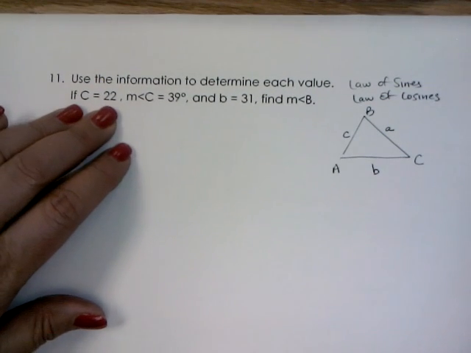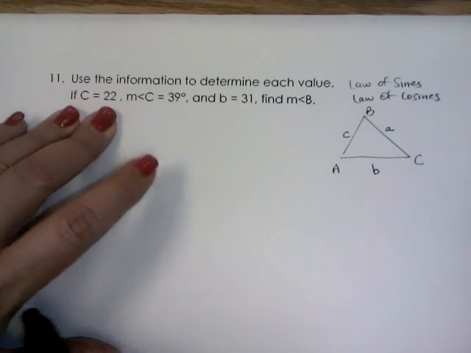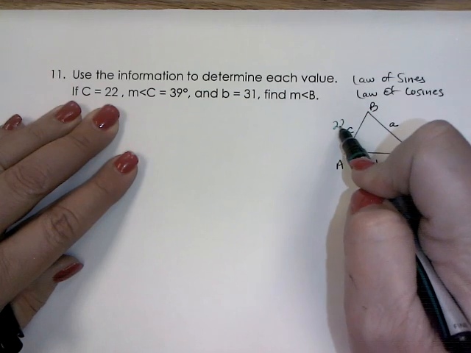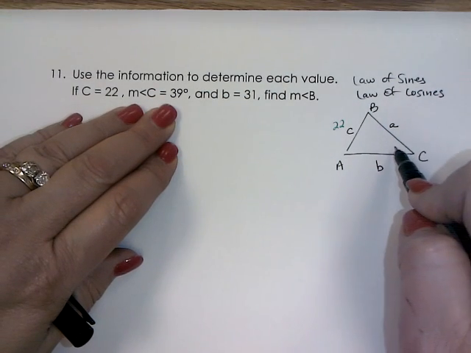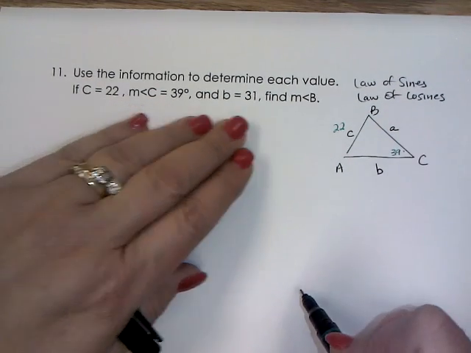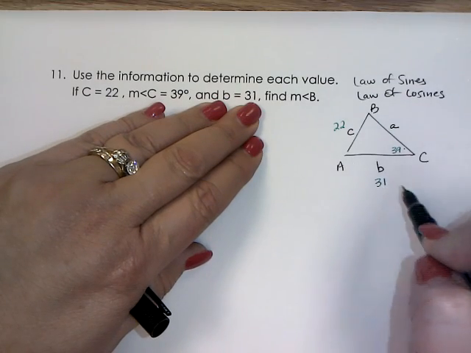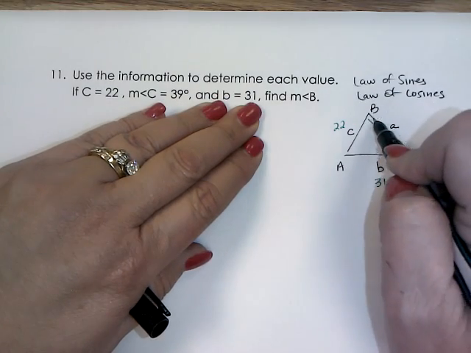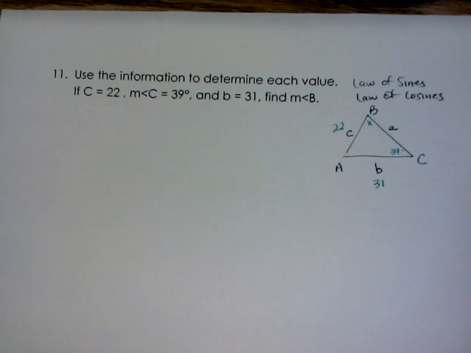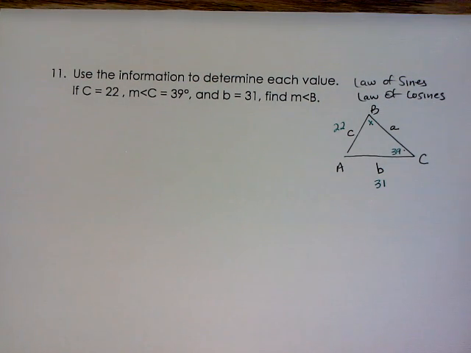I'm given that little c is 22. I know that the measure of angle C is 39 degrees. I know that little b is 31, and I want to go ahead and find the measure of B. Since I'm given two sides and one angle, I'm going to want to use the law of sines. Why? Because I always try to use the law of sines first because it's not as complex of an equation.